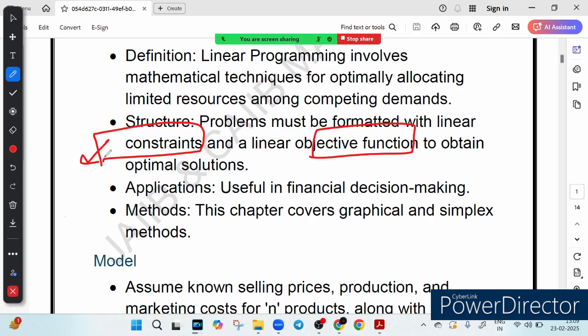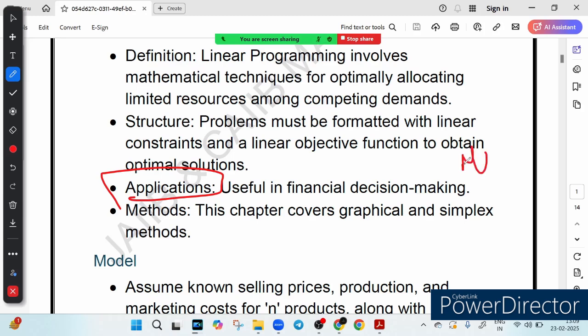Now let me give you some real life uses of linear programming, that is called application. The first application is banking and finance: deciding the best loan distribution to customers. Then you can use it in manufacturing, managing production while minimizing the cost. Then you can use it in supply chain.